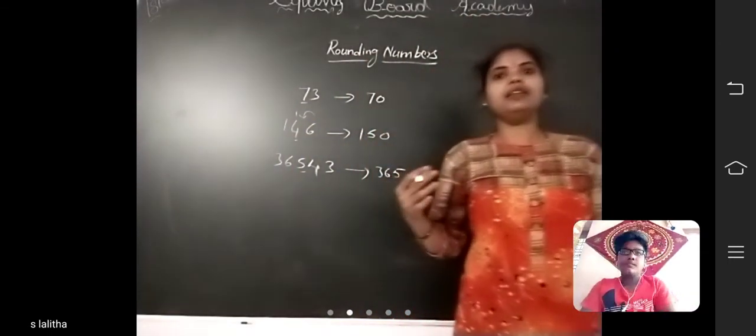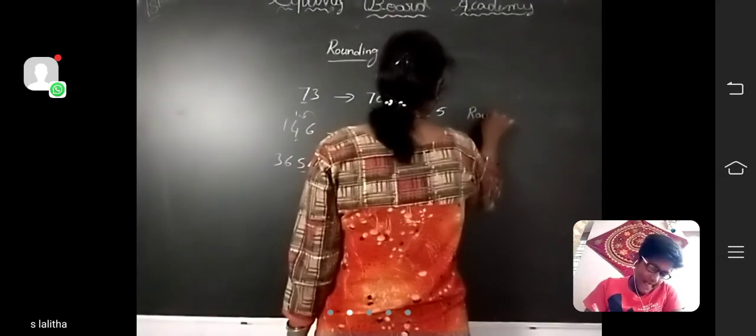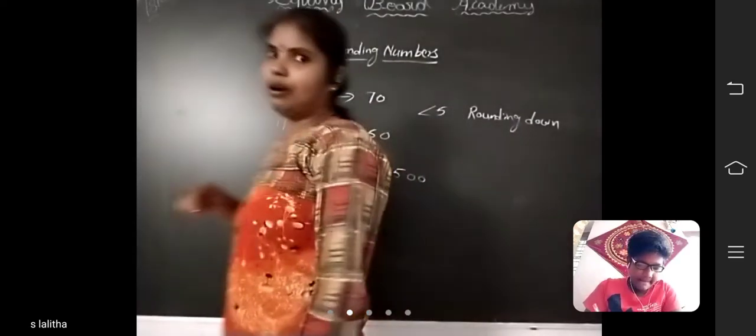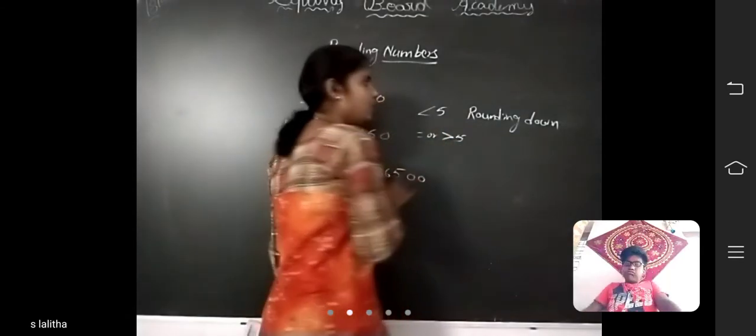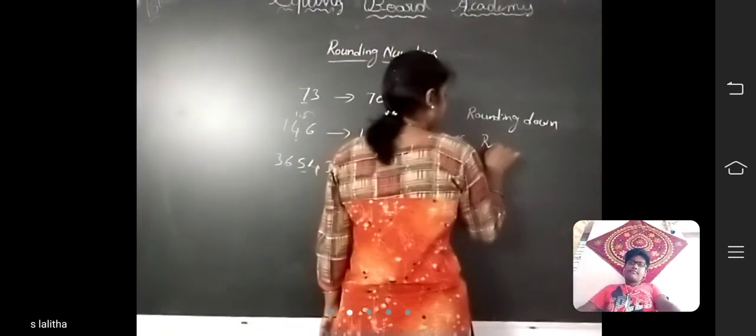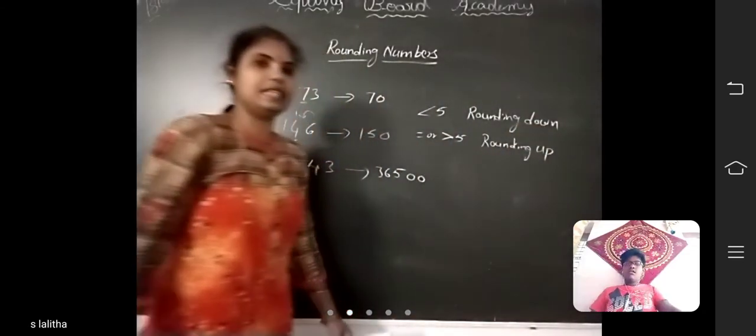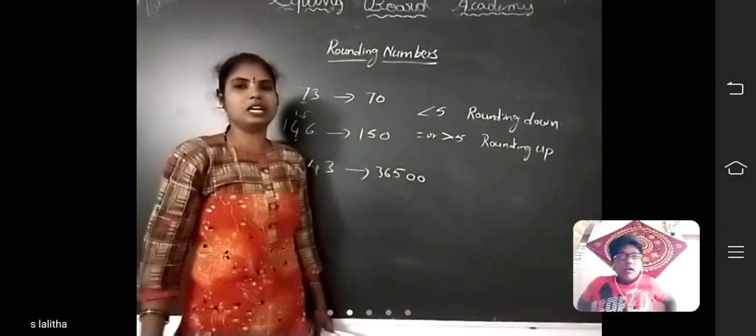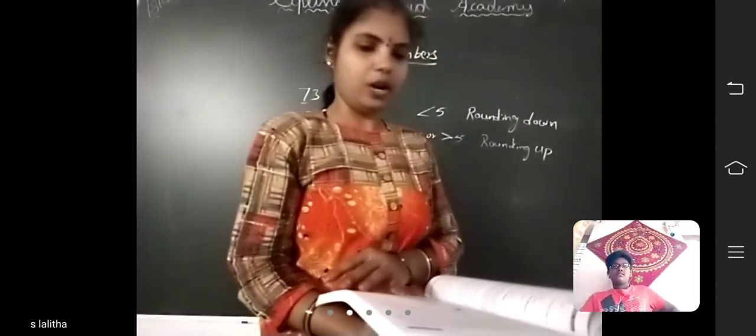Less than 5 means what is that number called? Rounding down. Equal to 5 or greater than 5, what do you call that? Rounding up number. So if it is less than 5, that is a rounding down number. Equal to 5 or greater than 5, that is a rounding up number. Did you understand? So already you learned.